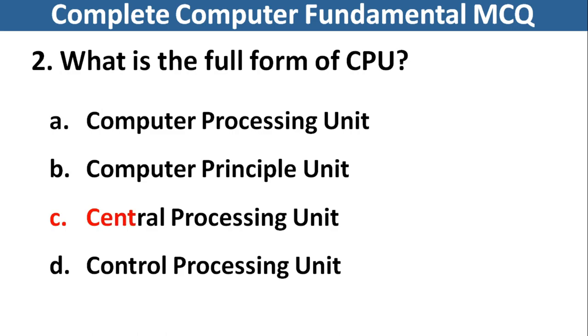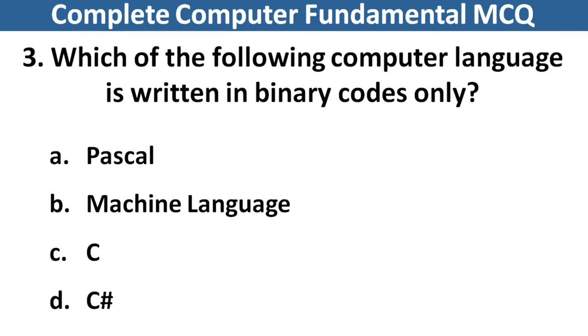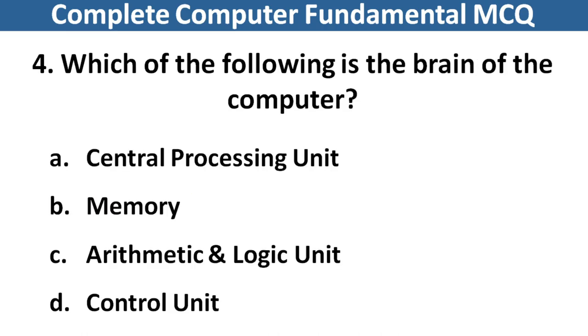राइट आंसर इज ऑप्शन सी, सेंट्रल प्रोसेसिंग यूनिट। नेक्स्ट क्वेश्चन, Which of the following computer language is written in binary codes only? Right answer is option B, machine language. Next question, which of the following is the brain of the computer? Right answer is option A, central processing unit.